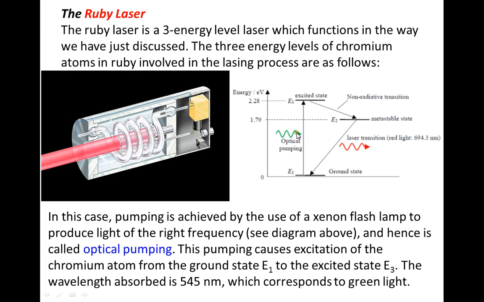Here we see the green light photon coming in, exciting the electron or atom from the ground state to the excited state. Then there is a non-radiative transition, which is a spontaneous emission, allowing atoms to accumulate in the metastable state E2. Sometimes one atom will spontaneously de-excite, which will allow a creation of a photon of 694 nanometers. This photon will bounce around the laser cavity, which will allow more stimulated emission.